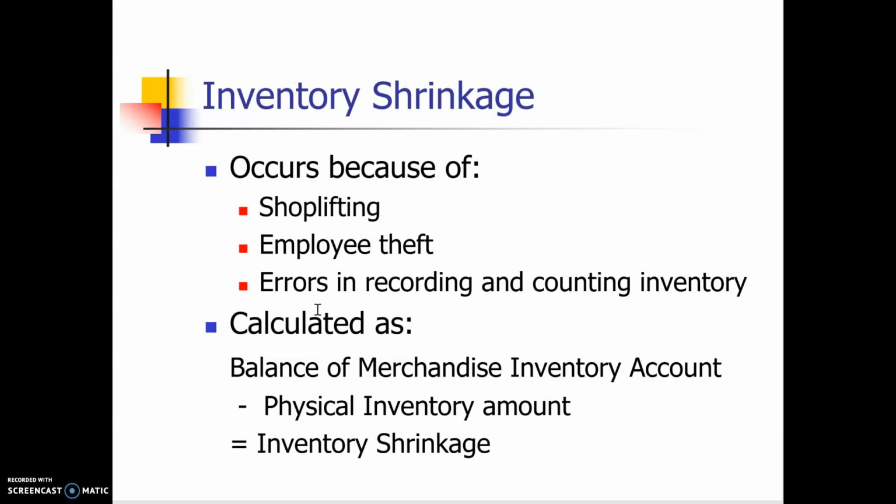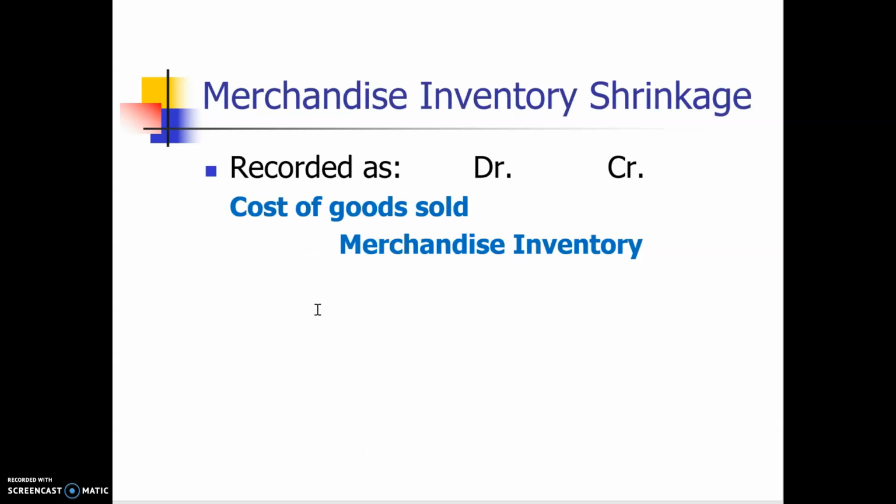And so this difference is going to be called inventory shrinkage. So we're going to make an entry at the end of the period to record the inventory shrinkage, that's going to be part of our cost of goods sold. We'll debit cost of goods sold. We'll credit merchandise inventory, and when we credit merchandise inventory, that should bring the balance in merchandise inventory to the actual amount you have, which you calculated when you counted it up.